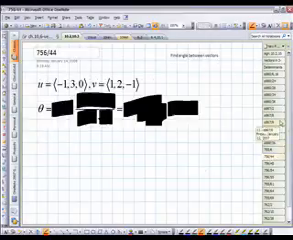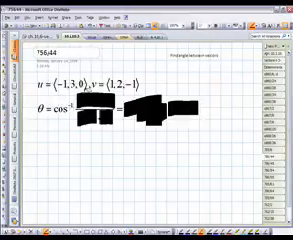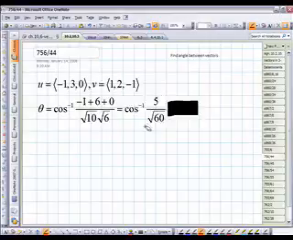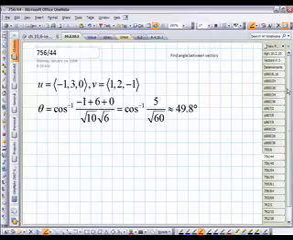In this one, we want to find the angle between these two vectors. So we have our formula. Theta is the inverse cosine of the dot product of these two. So multiply, multiply, multiply, and then add those, divided by the magnitudes. And so we have here inverse cosine of 5 over rad 60, which is 49.8 degrees.